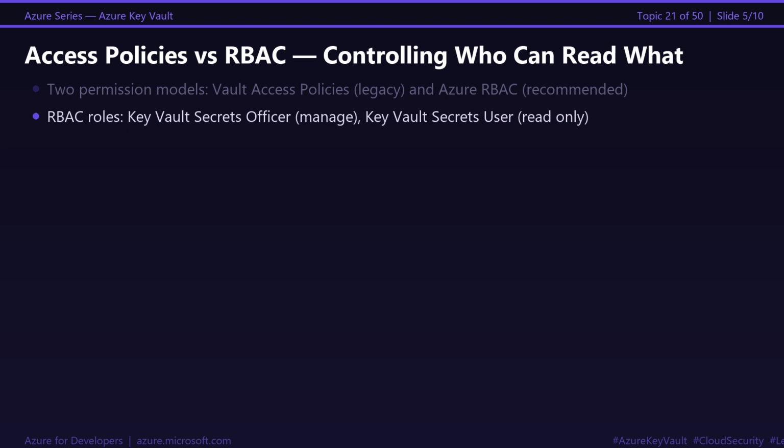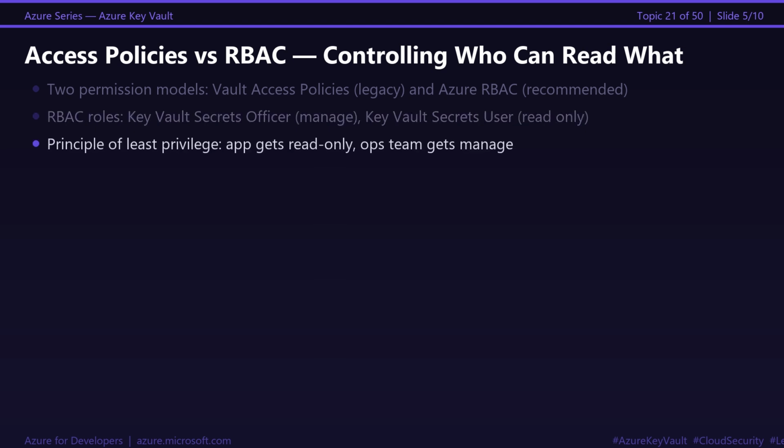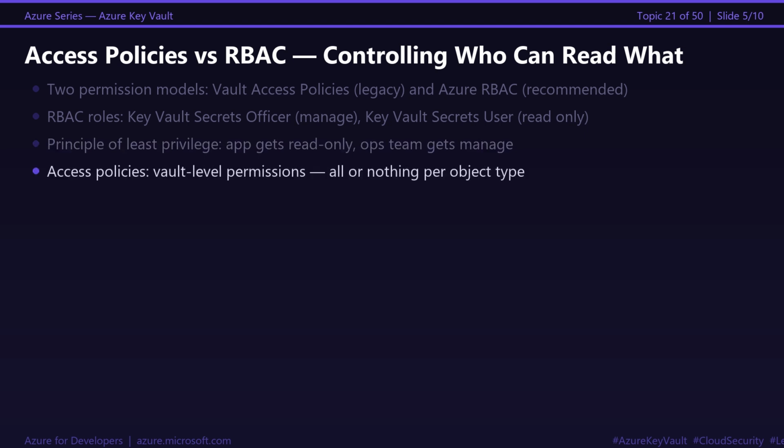Your developers get no access in production, they use separate dev vaults. And here is a mistake I see constantly. Teams give their app Key Vault administrator, the most powerful role. The app only needs to read one connection string, but it has permission to delete the entire vault. Always assign the minimum role required. Nothing more.